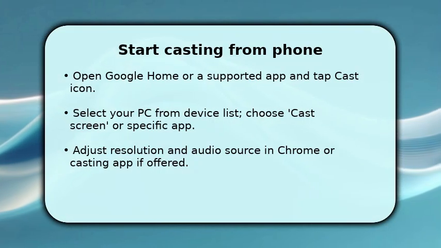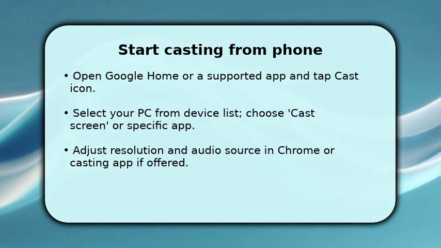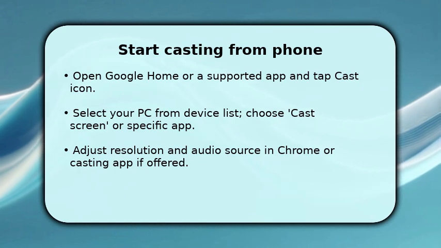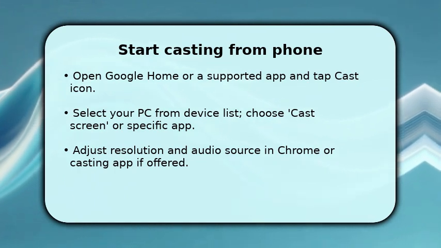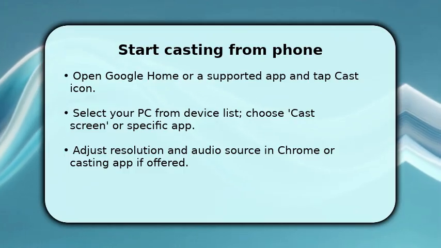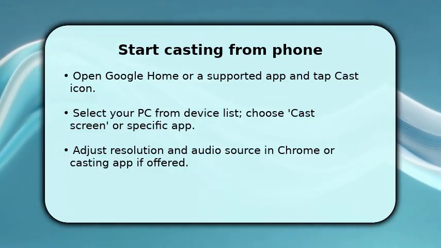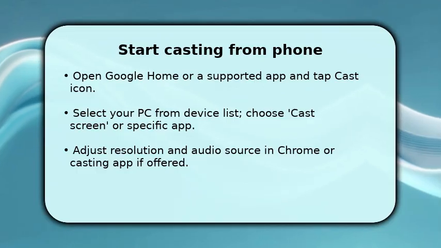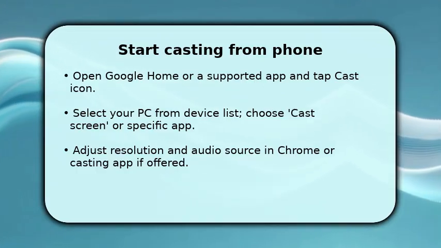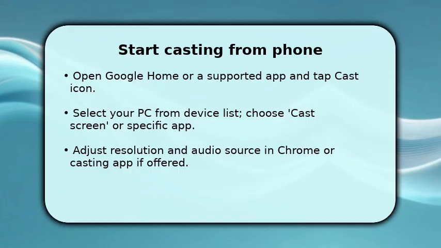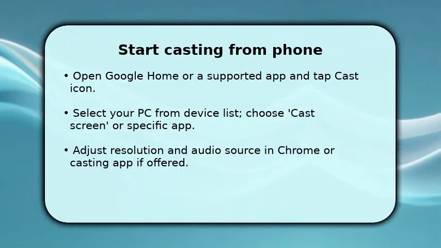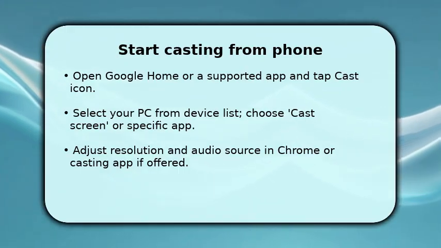Now you initiate the cast from the phone. Open Google Home or a casting-capable app and tap the cast icon. Select your PC as the target device. Pick whether to cast the whole screen or only a specific app or tab. Make sure Chrome on the PC accepts the incoming request. Click Allow if prompted. If there are quality options, select a balanced resolution to prevent lag.